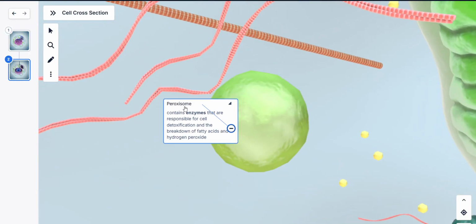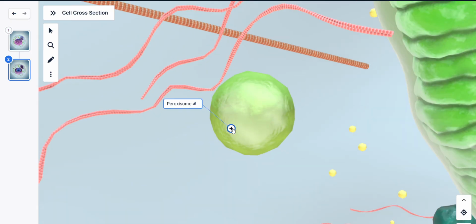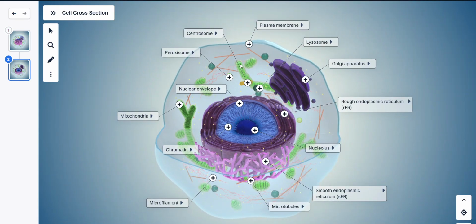the peroxisome. So it contains the enzymes responsible for cell detoxification, whatever detoxification is to be done in the cell, that work is done by the peroxisome. They can break down fatty acids and hydrogen peroxide. Okay, then we will understand the mitochondria.